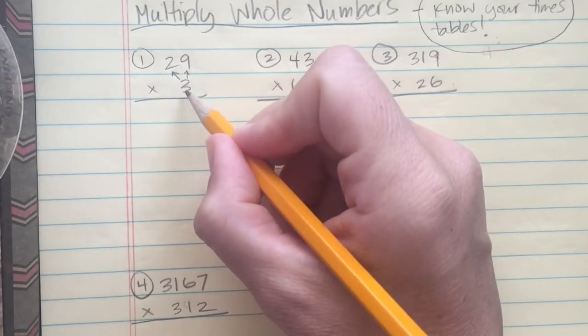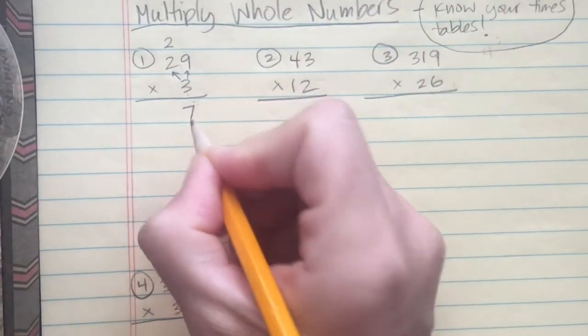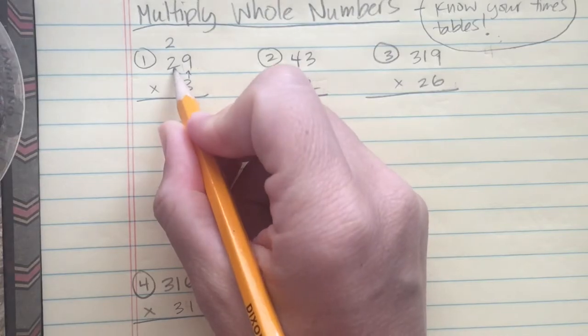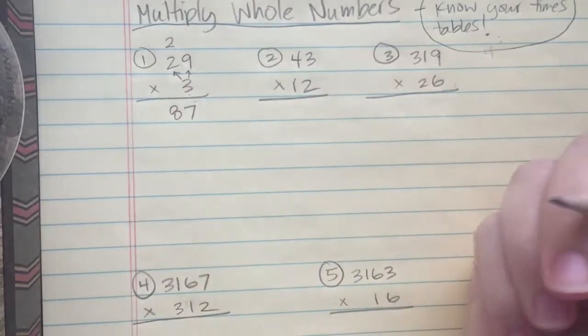So 3 times 9 is 27. So I'm going to carry the 2, put the 7 below. And then 3 times 2 is 6. I am going to add this 2, so that gives me 8, and you're done.